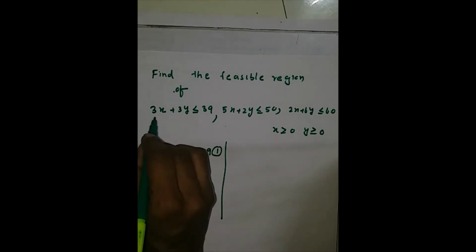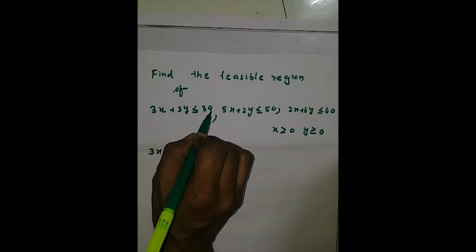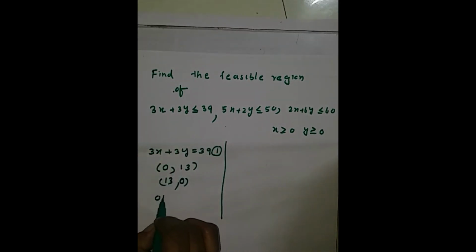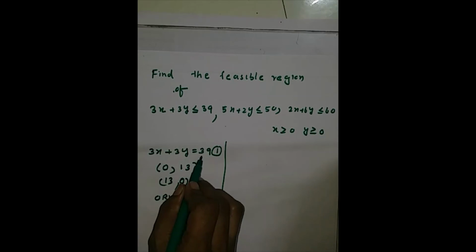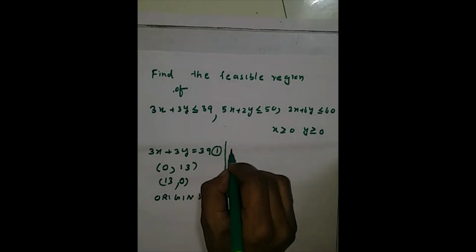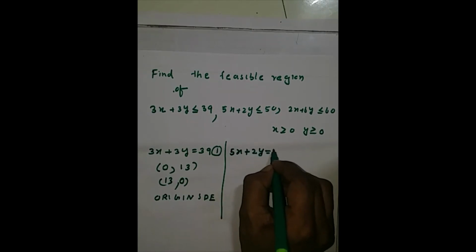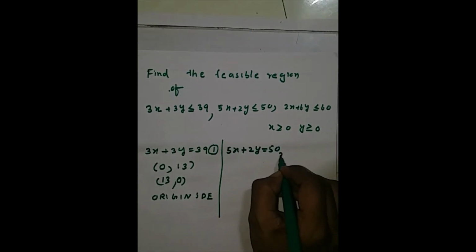Substituting origin in this inequality, 0 plus 0 less than 39 is a correct statement. So we have to shade the origin side. First line we will draw by joining these 2 points, and we will shade the origin side. Similarly, second line: 5x plus 2y equal to 50, equation number 2.